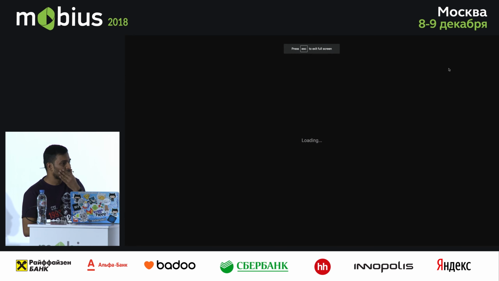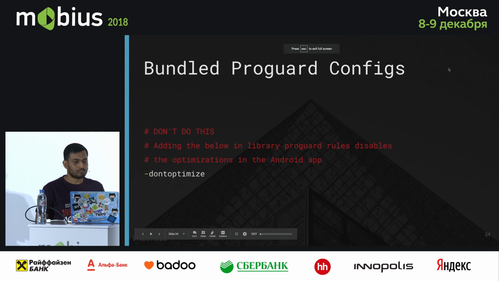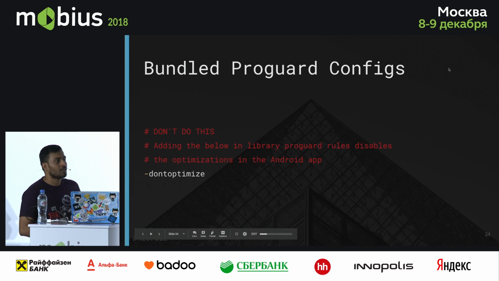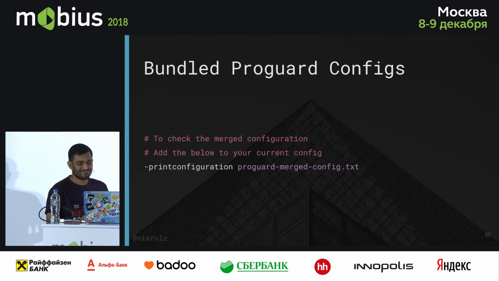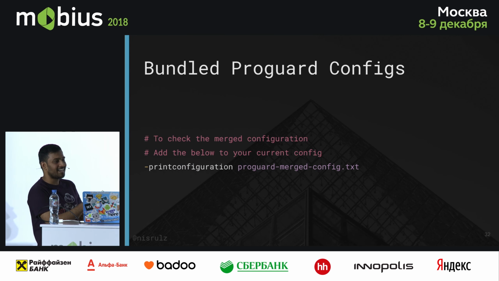So that flag will affect all applications which will use your library, right? Yes. So is there any way to check? We have a manifest and we can check the merged manifest. Is there any ability to check merged ProGuard rules? Right here. Ah, yes. Okay.